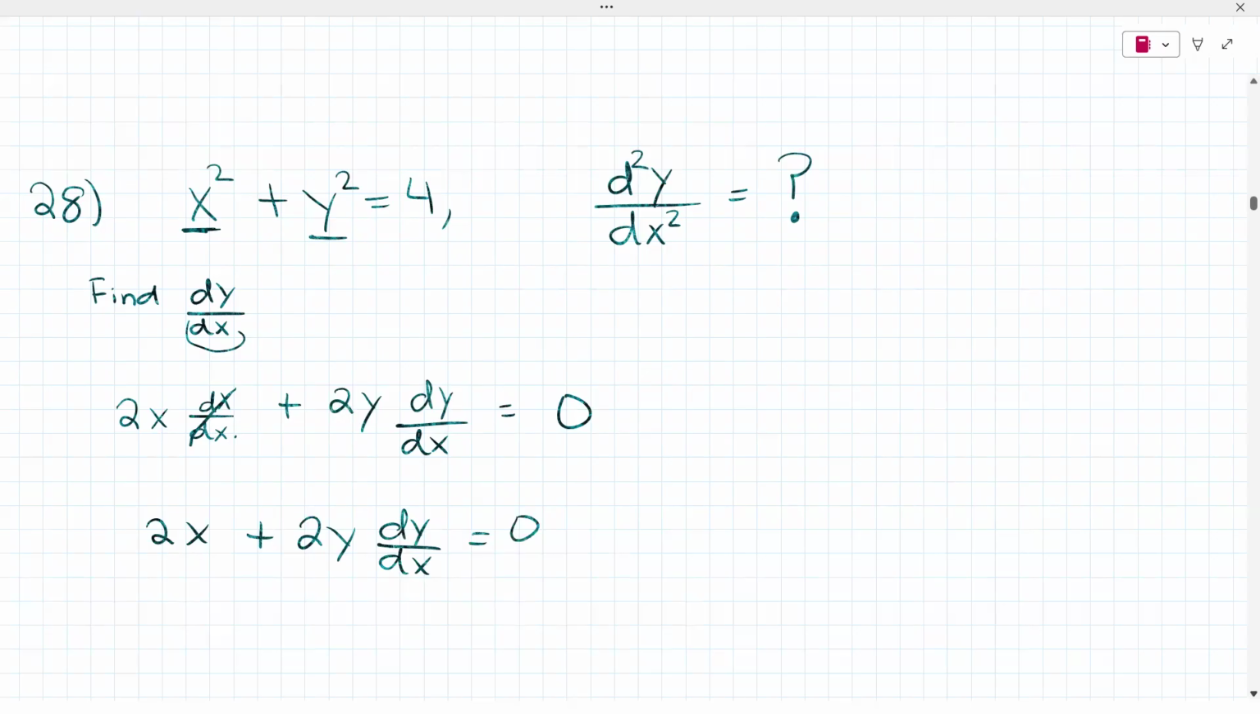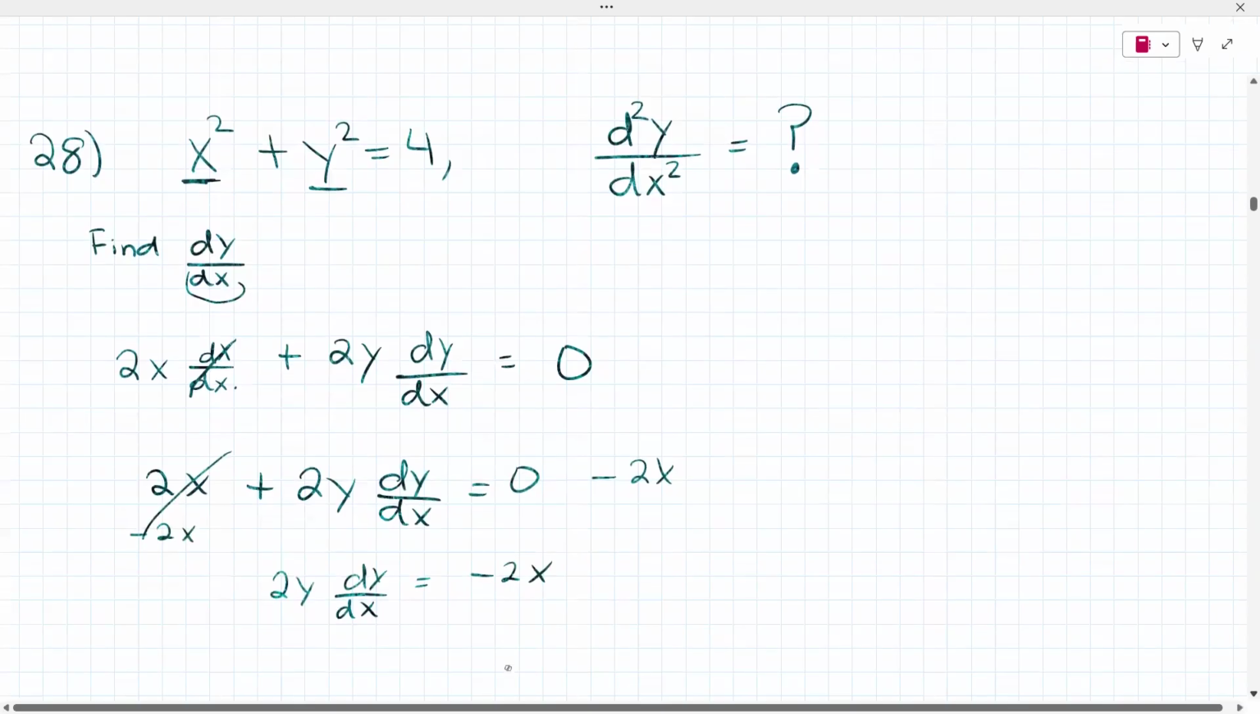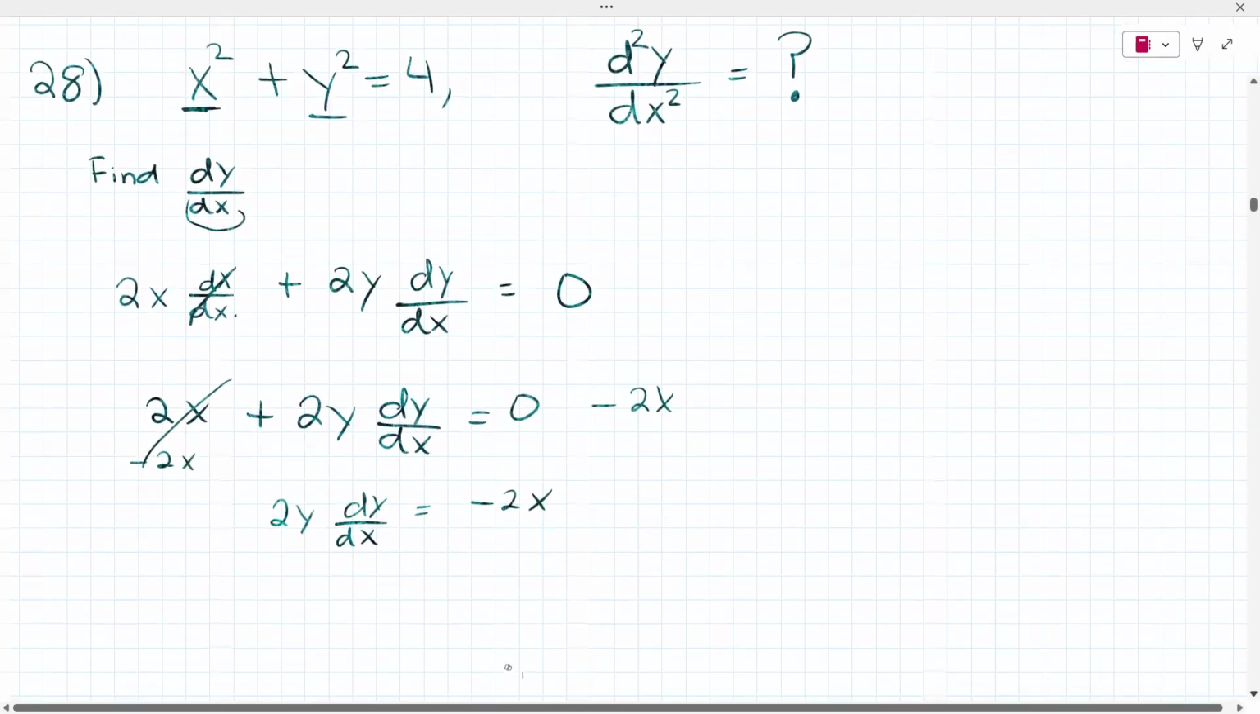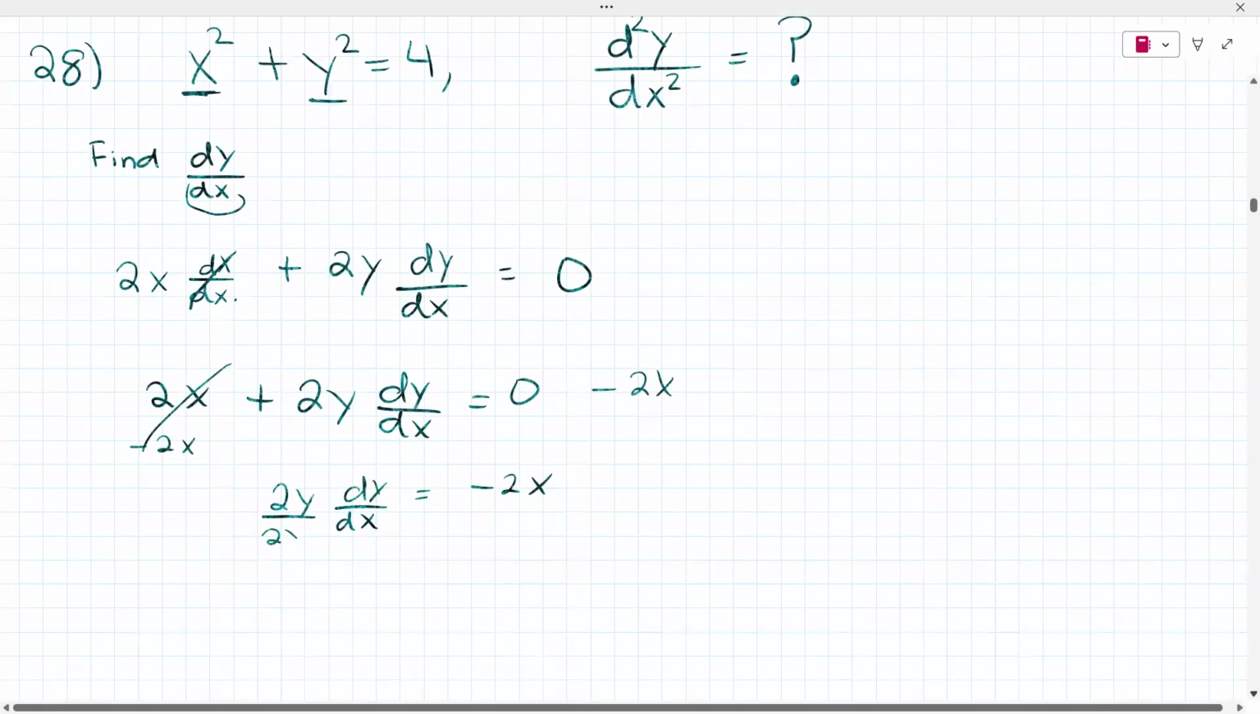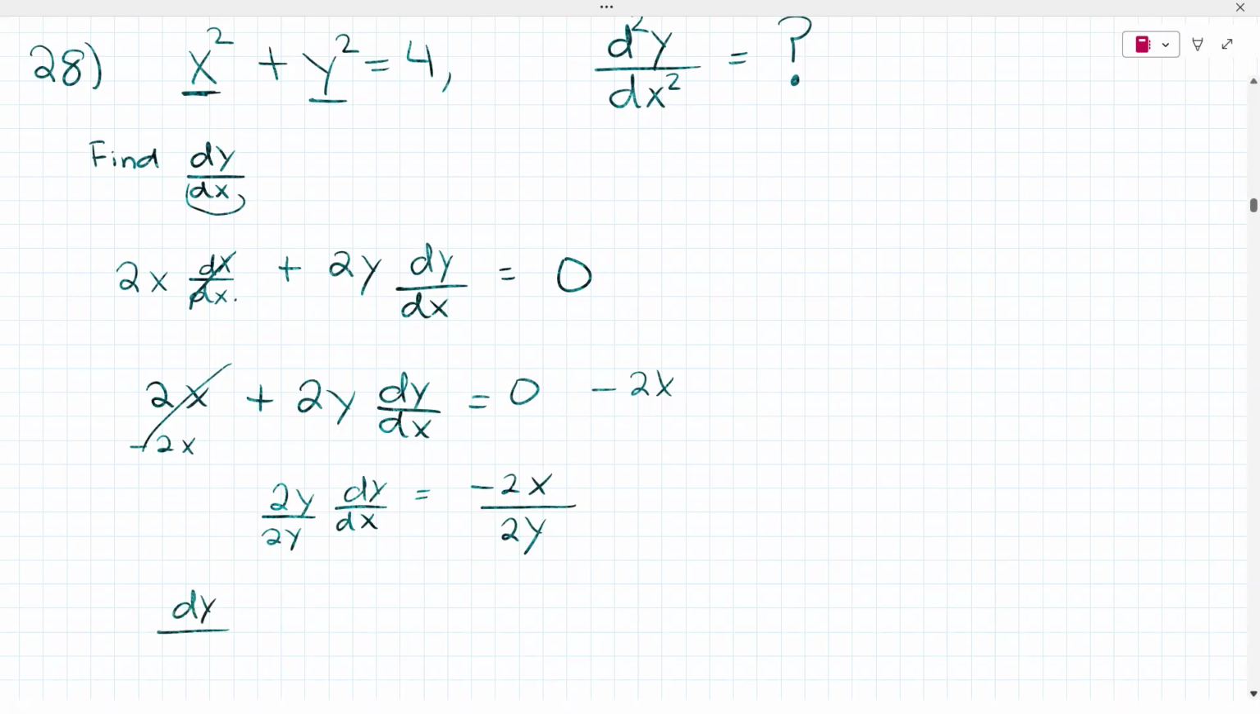Equals 0, and then go ahead and solve for dy dx. So I'm going to subtract 2x. This cancels. You're left with 2y dy dx equals negative 2x. And then last step, solving for dy dx, get rid of this 2y. So you're going to divide both sides by 2y. So you get dy over dx equals, and as you can see, the 2 and the negative do cancel, so you're just left with negative x over y.